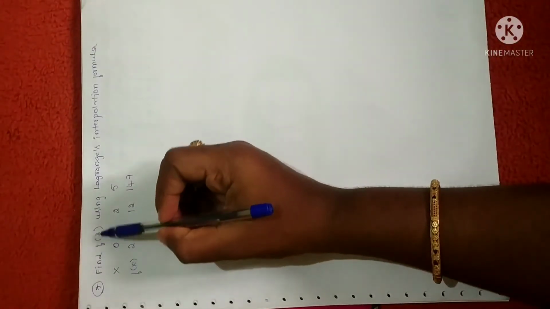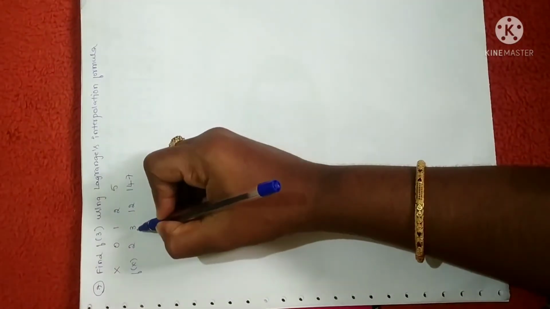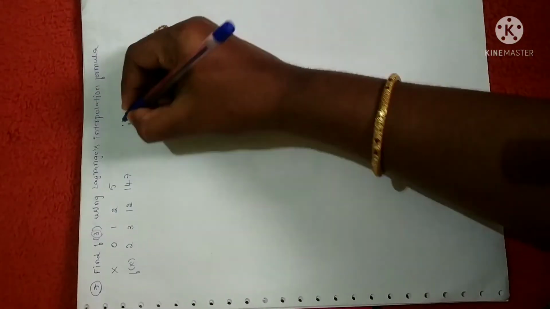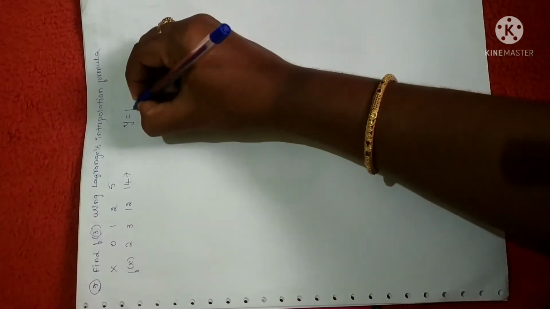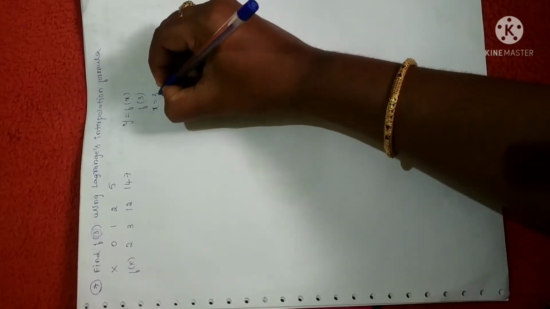So seventh question, find f of 3 using Lagrange's interpolation formula. So here x values and f of x values are given. As usual, what we need to find is the value of f of 3, that is the function y is equal to f of x. So we need to find f of 3, in the sense the value of x is here 3.